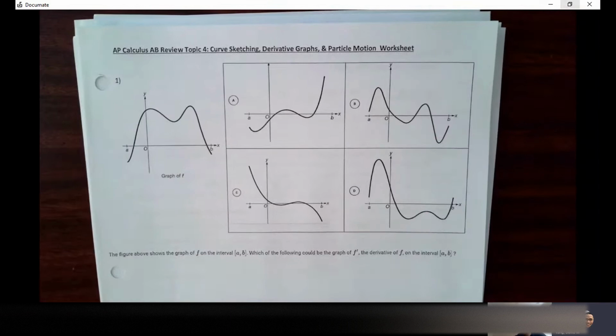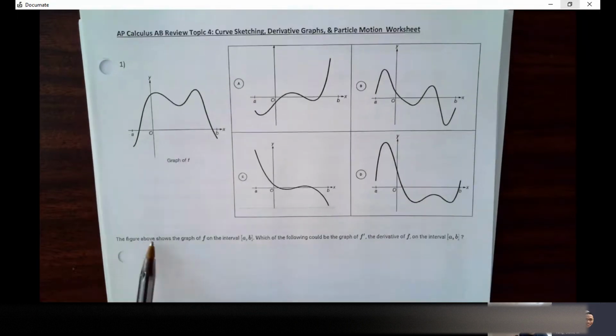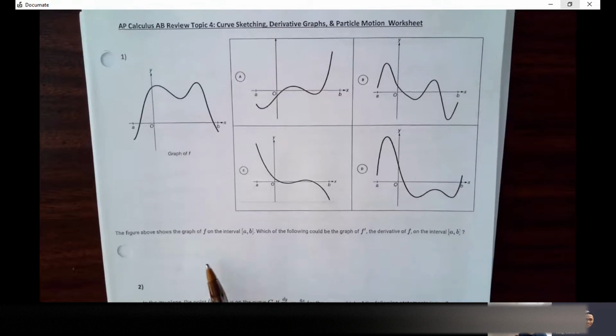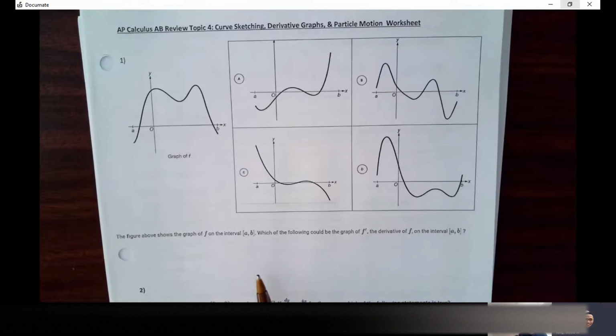Hey, let's work through worksheet number 4, homework number 4 over curve sketching, derivative graph, and some particle motion. We're going to start with a little bit of graph recognition here. So number 1, it says the graph figure above shows the graph of f on the interval from a to b. Which of the following could be the graph of f prime, which is the derivative of f on the interval from a to b.